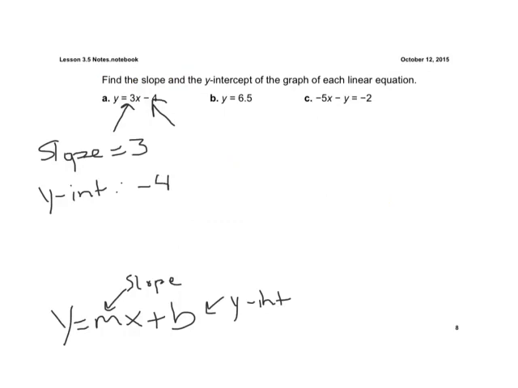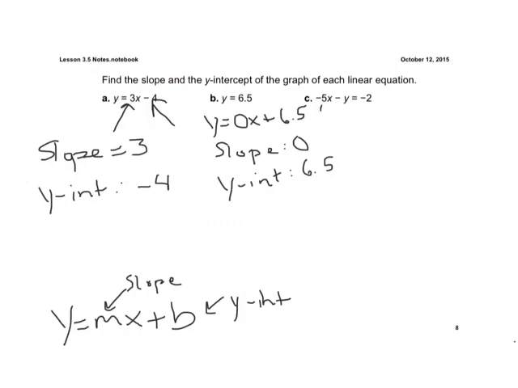All right, let's look at the second one here. It's not quite in slope-intercept form, but there's something we need to add in. We can rewrite this as 0 times x, which is just 0, plus 6.5. Now it's in slope-intercept form. So our slope here is going to be 0, because that's in our spot for m, and our y-intercept is going to be a positive 6.5.